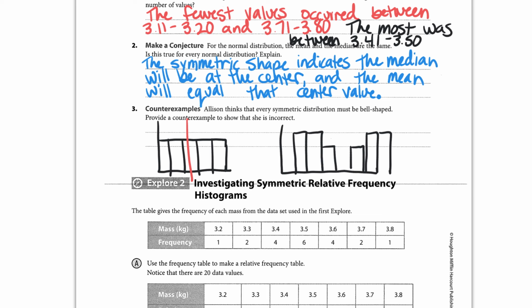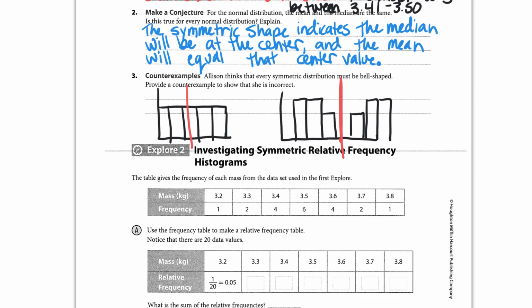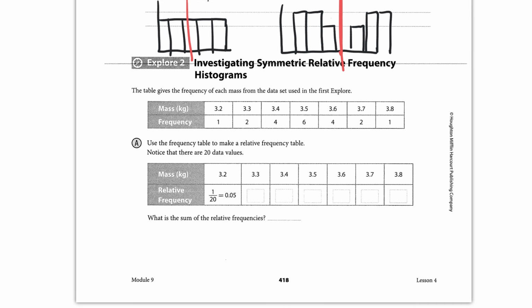Because if we split that down the middle, they are symmetric, they're mirror images of each other, but that does not take on a bell shape either. The bell shape that they're looking for is something like this, a little mountain. Investigating symmetric relative frequency histograms.